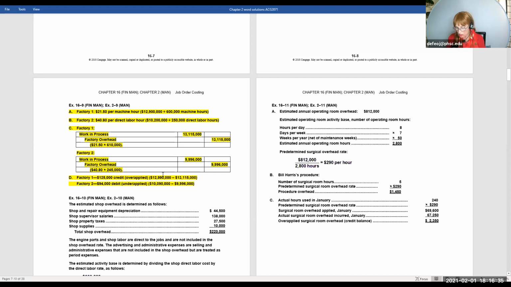So in the problem, they tell us that the actual factory overhead is 12,990,000 in factory 1. I'm going to highlight that in turquoise. And the actual factory overhead in factory 2, highlighted in turquoise, is 10,090,000. But if we look up here to what our entries were, this is what was entered as far as the overhead: 13,115,000 and 9,996,000. So in this first case, we have a 125,000 credit. And in this case, we have a $94,000 debit.